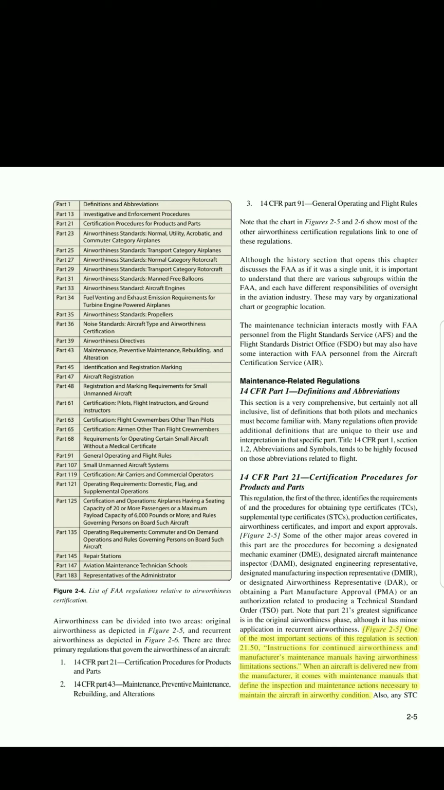One of the most important sections of this regulation is Section 21.50, Instructions for Continued Airworthiness and Manufacturer's Maintenance Manuals Having Airworthiness Limitations Sections. When an aircraft is delivered new from the manufacturer, it comes with maintenance manuals that define the inspection and maintenance actions necessary to maintain the aircraft in airworthy condition.